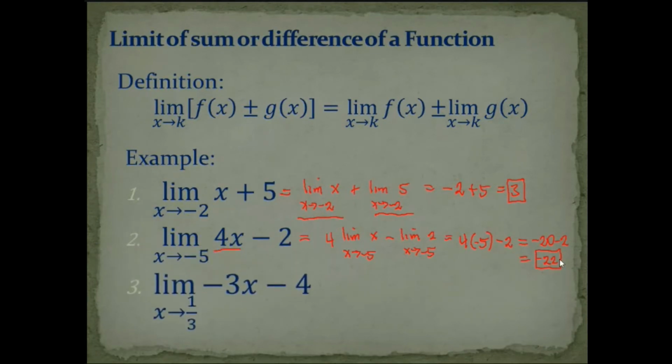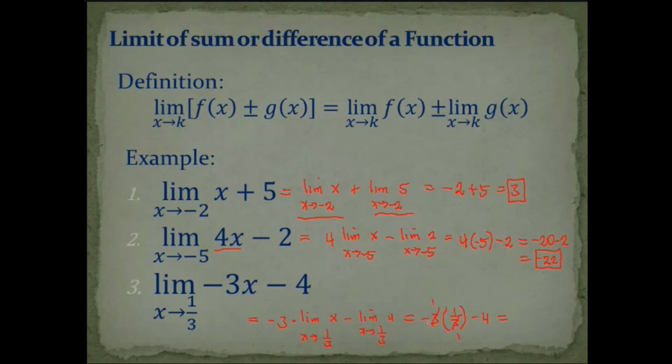Limit of negative 3x minus 4 as x approaches 1/3. So ito yung magiging constant yung negative 3. So ilalagay natin sa front. So negative 3 times limit of x as x approaches 1/3 minus limit of 4 as x approaches 1/3. Okay, copy yung negative 3. And then limit nito ay 1/3. So times 1/3 minus 4. So ito ay cancellation.